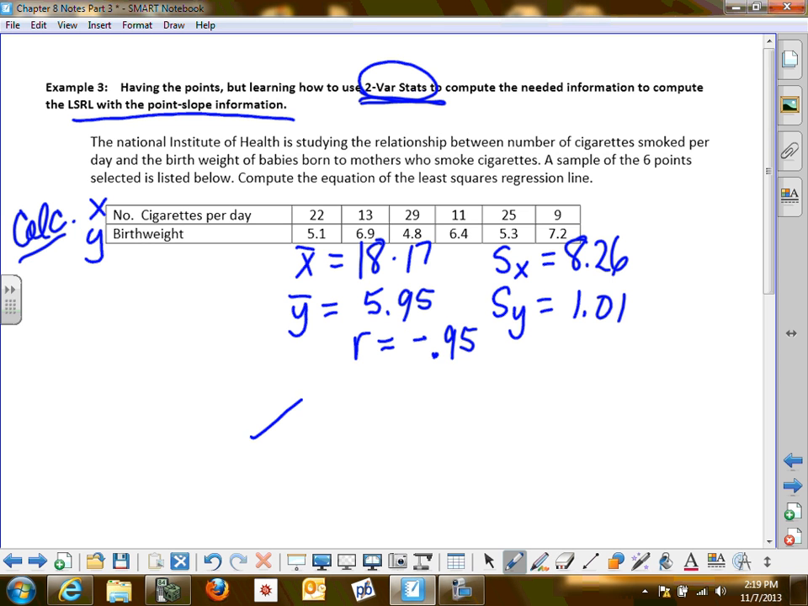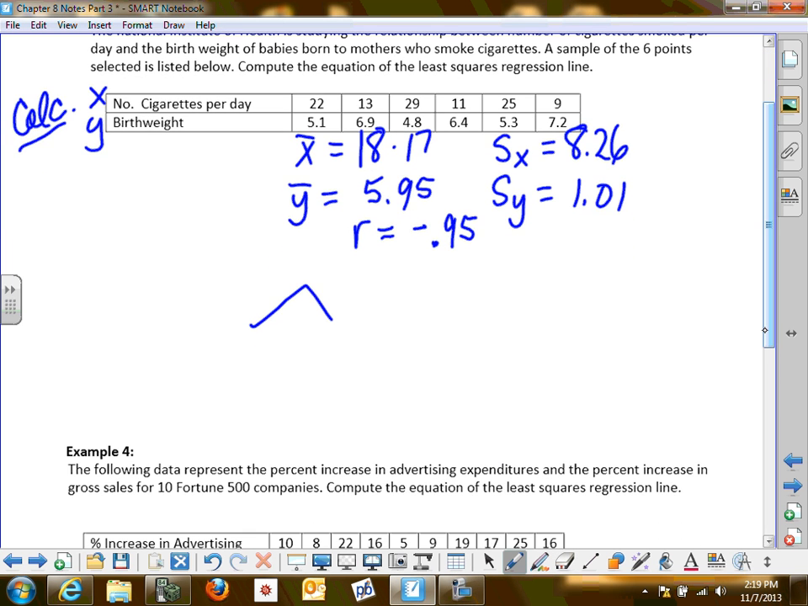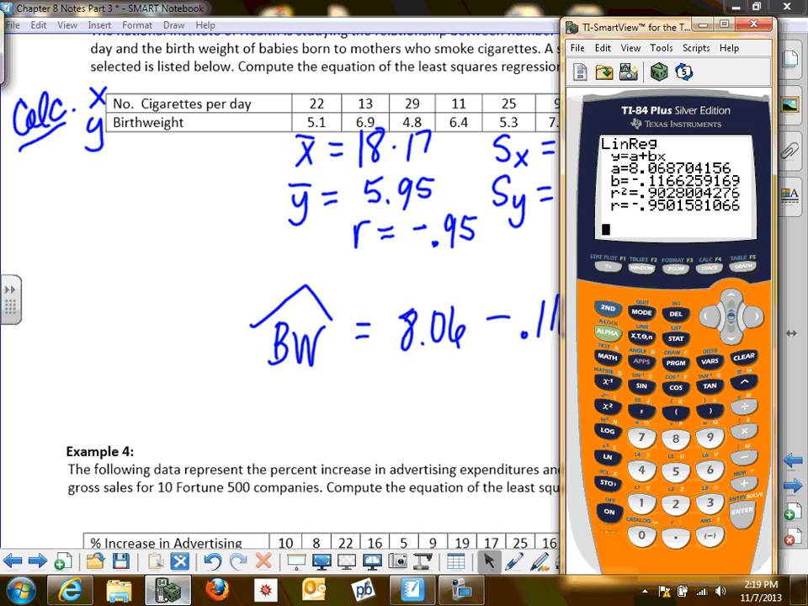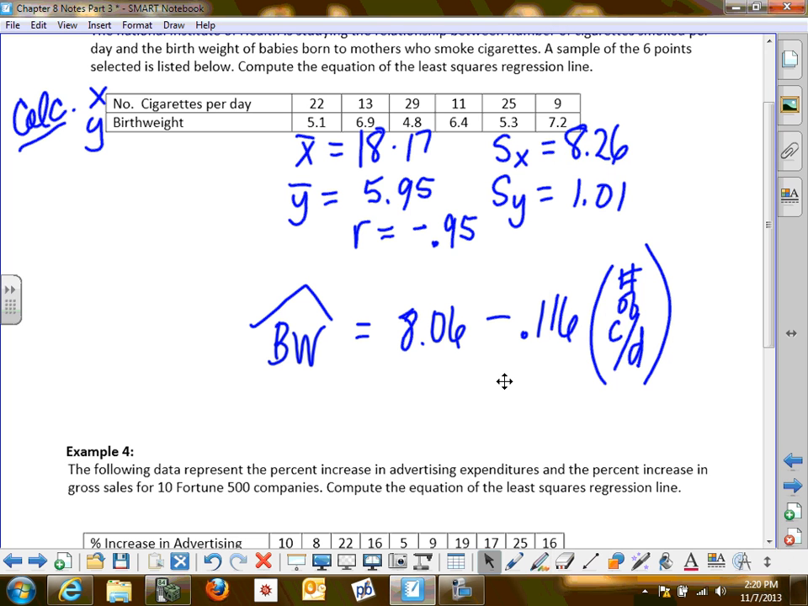But if you did that, you would find that the predicted birth weight comes out to be 8.06 minus 0.116 times the number of cigarettes per day. Okay. Yes. Yeah, I had to get that from STAT, CALC, LinReg. I had to calculate the linear regression, and make sure your diagnostics are on. Okay, yeah, and I absolutely understand. I mean, you're saying, okay, the line is right there. Yes, but I'm just having you practice this other process.